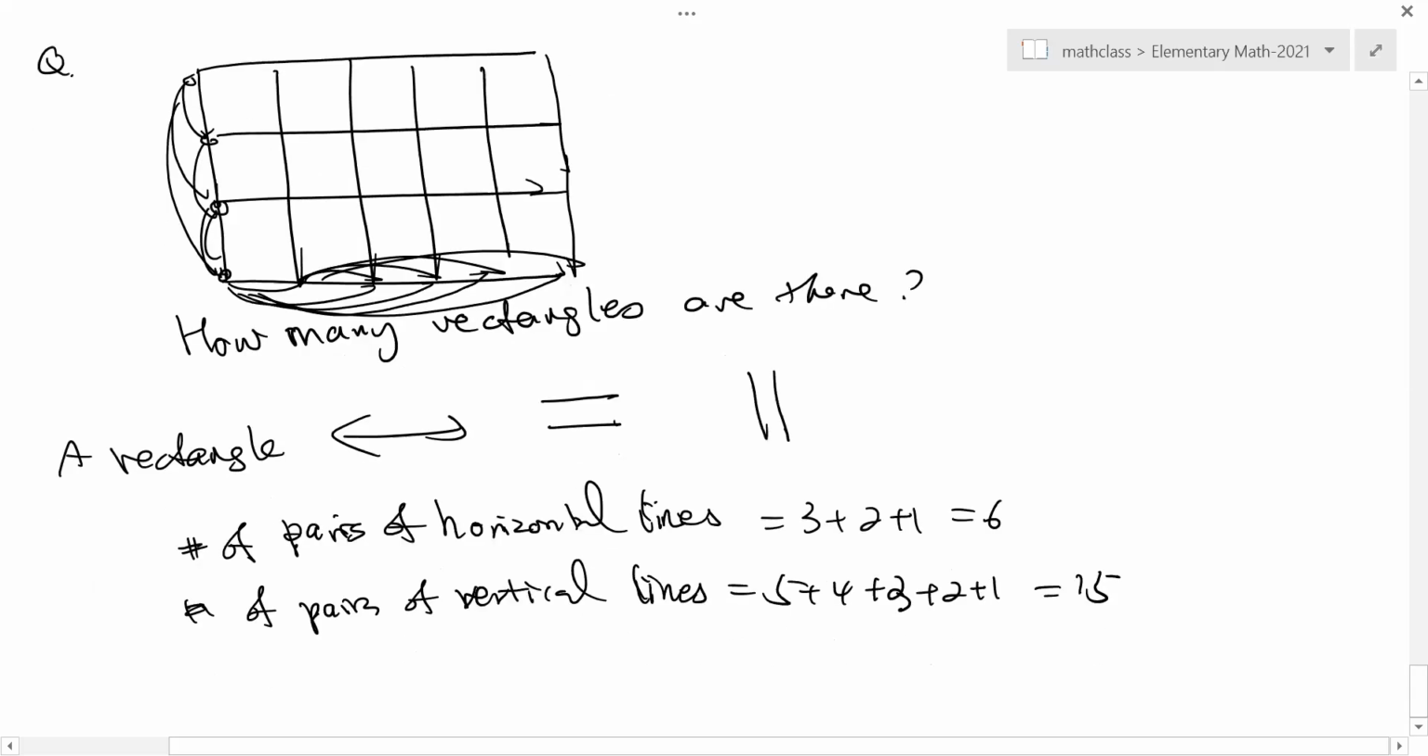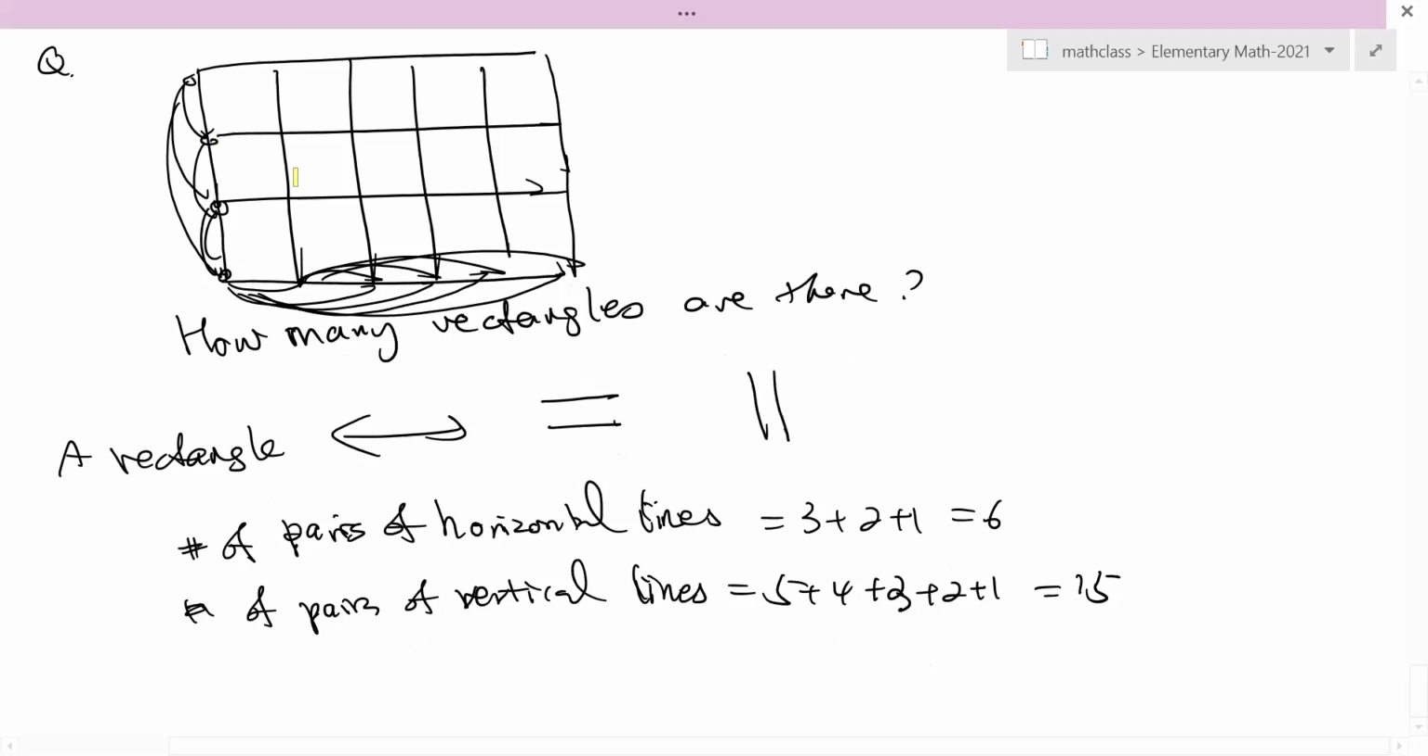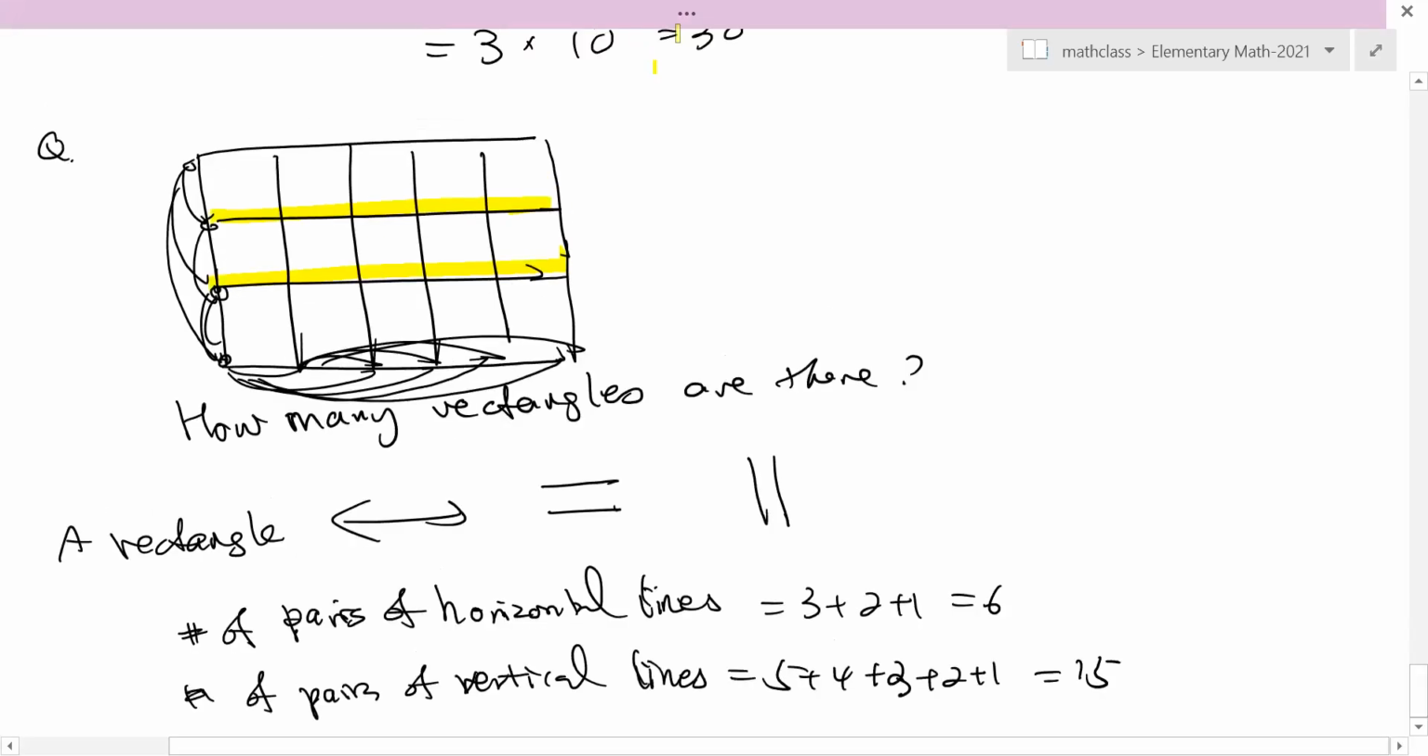All right, so 15. Now you have 6 pairs of horizontal lines, so you can keep changing them, and also 15 pairs of vertical lines, you can keep changing. Any combination gives you a rectangle. See, you choose this pair, then you choose the other pair, those 2 pairs of horizontal and vertical, and this is the rectangle you get.